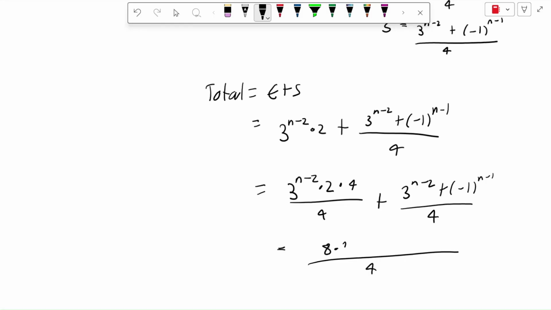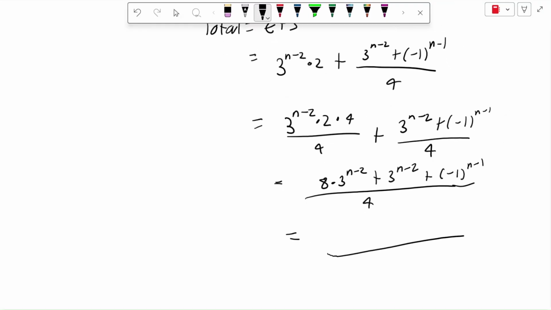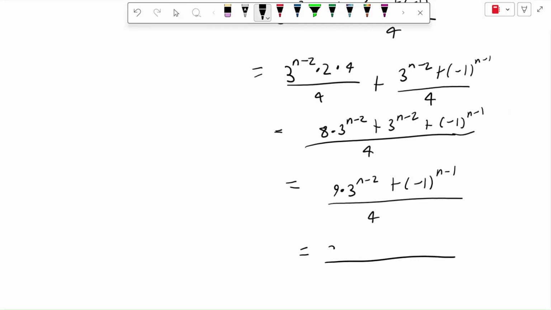So this is 8 lots of 3 to the n take 2 plus 3 to the n take 2 plus negative 1 to the n take 1. And then we can combine like terms. So the first two terms are like terms on the top of this fraction. We got 9 times 3 to the n take 2. And conveniently, 9 is also 3 squared.